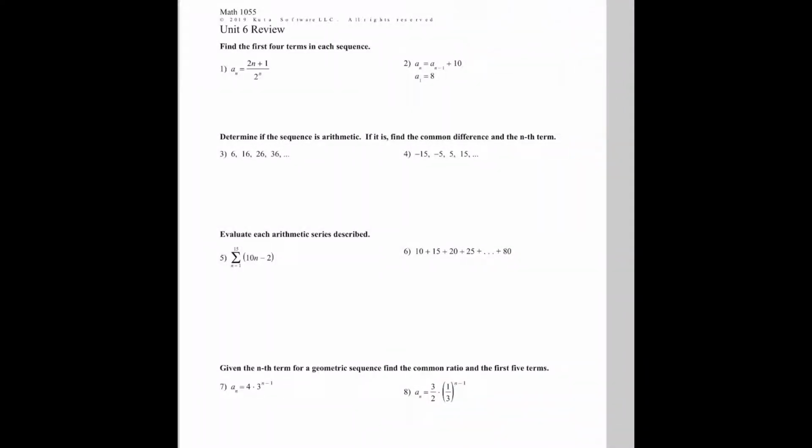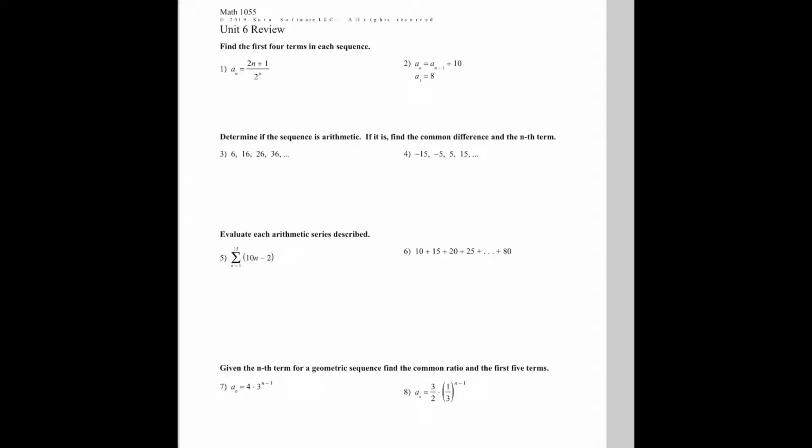Okay, this is the review for Unit 6. Question 1 and Question 2 are from 8.1. Question 1 is finding the first four terms given an nth term formula. Question 2 is finding the first four terms using a recursive formula.